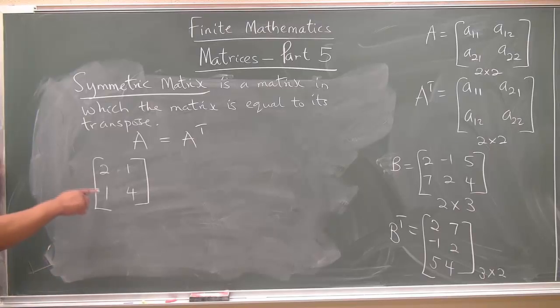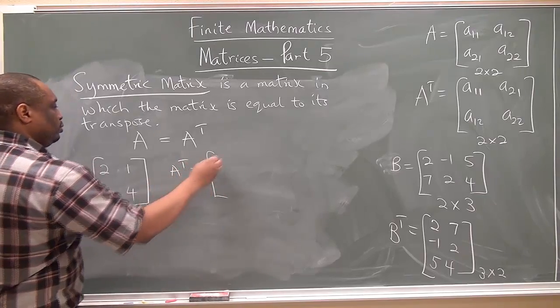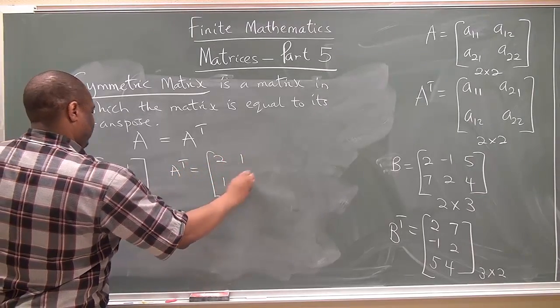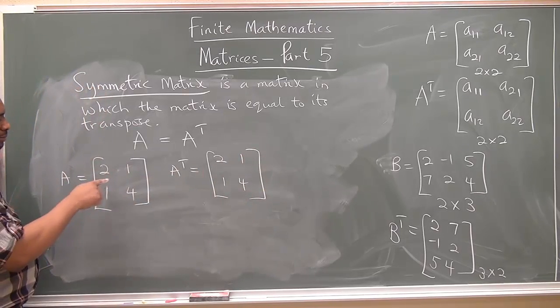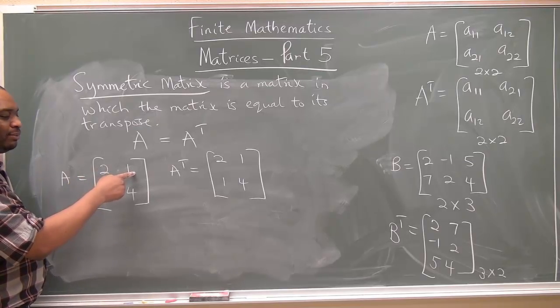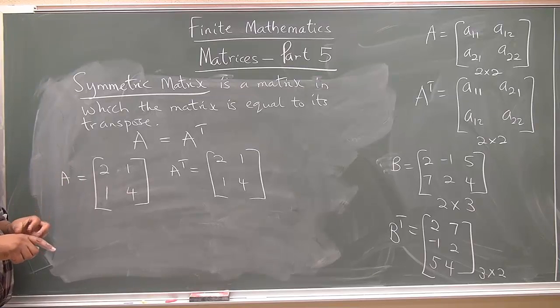Because if you find the transpose, it will still be 2, 1, 1, 4. Assuming this is A, then A transpose still will be 2, 1, 1, 4. One thing with a symmetric matrix is once you write the 2, 1 here, then this must be 1. So you have to develop that skill in writing it. This is a 2x2 symmetric matrix. Now, let's look at a 3x3.